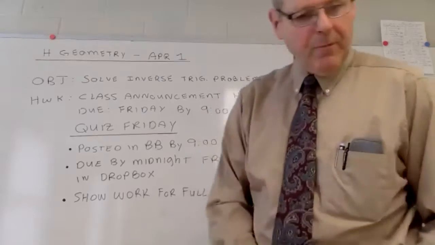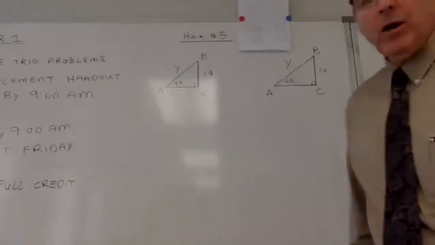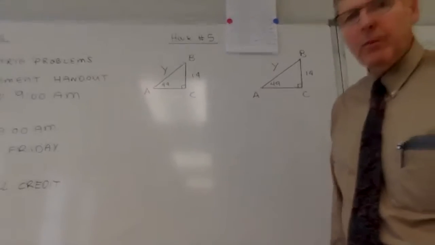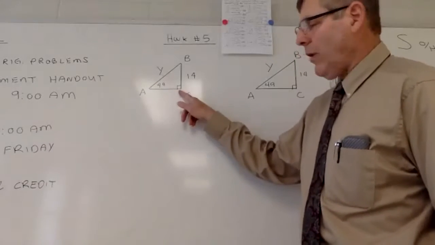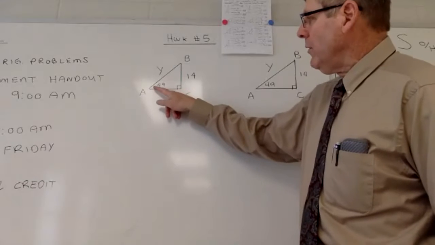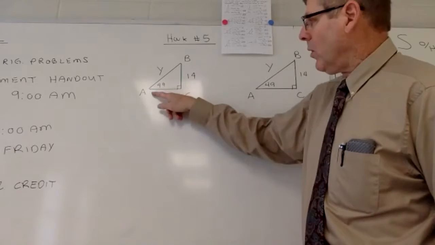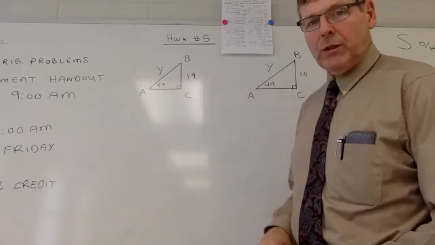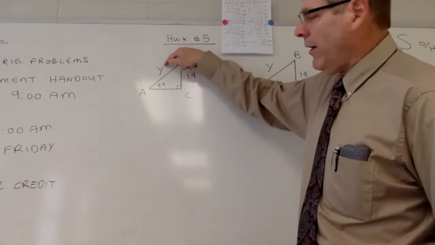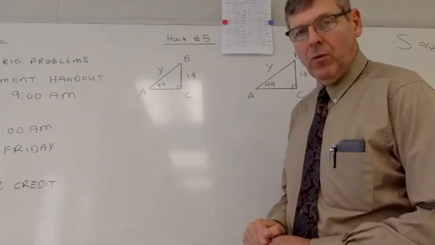All right, good. On the homework, the problem I want to go over is problem number 5. It was a problem where you were given a right triangle, where you knew this angle was 49, and the side across from it, or as we now know, it's called opposite in trig terms, was 14. I want to go over how you find the hypotenuse, which would be y on your homework.